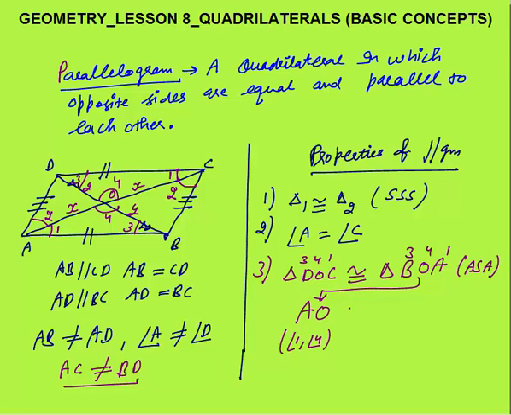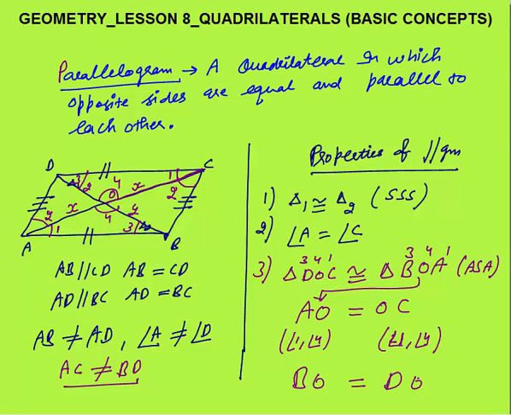The corresponding side in the other triangle will also be between the same angles 1 and 4. Between angles 1 and 4, which side is there? On DOC, between 1 and 4, you can see that OC is there. This is the side of the other triangle. So can I say that the side corresponding to AO would be OC. Same way, the side corresponding to BO would be DO. So AO is equal to OC, BO is equal to DO.